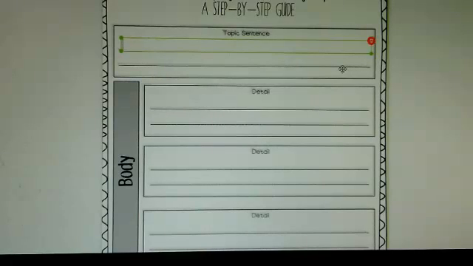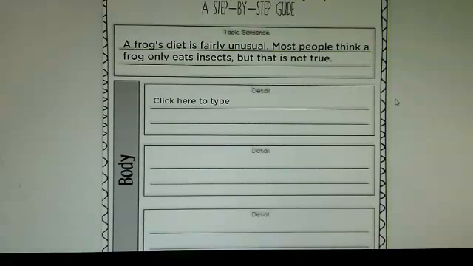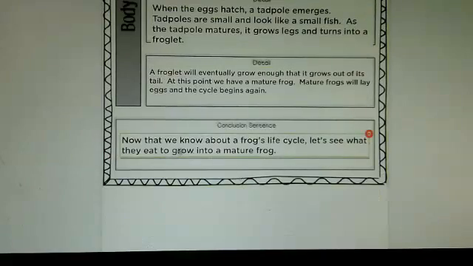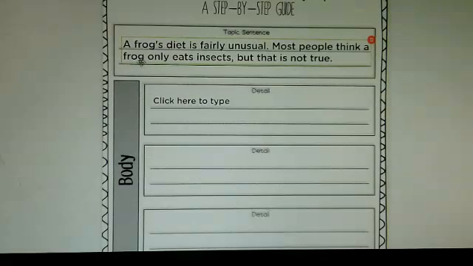So I need to probably come up with a way to say, let's talk about a frog's diet. So I'm going to write my topic sentence, and when I come back, I'll explain to you how I did it. Okay, so I've started my topic sentence. Yesterday when I finished my paragraph for my subtopic number 1, which was their life cycle, I ended it like this. It said, now that we know about a frog's life cycle, let's see what they eat to grow into a mature frog. So today I am starting off with a frog's diet is fairly unusual.